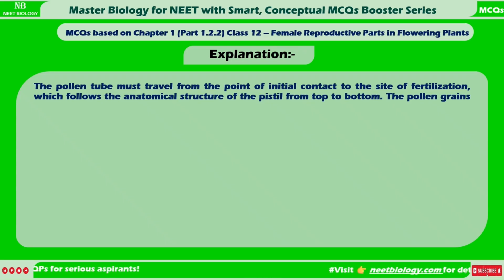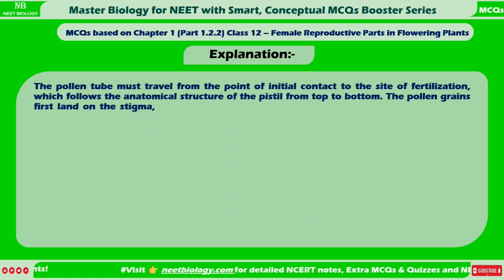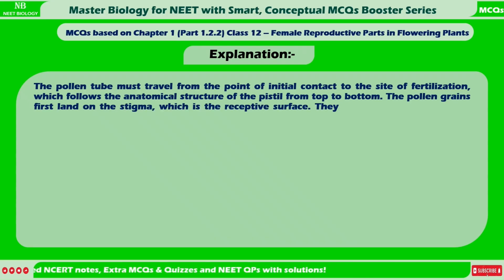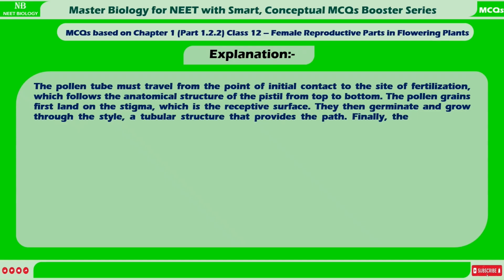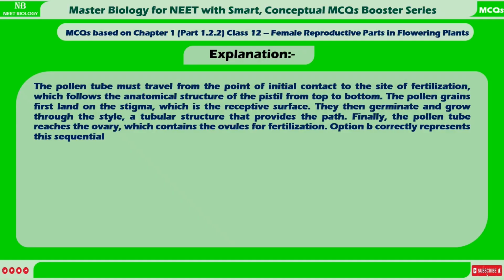The pollen grains first land on the stigma, which is the receptive surface. They then germinate and grow through the style, a tubular structure that provides the path. Finally, the pollen tube reaches the ovary, which contains the ovules for fertilization. Option B correctly represents this sequential path.